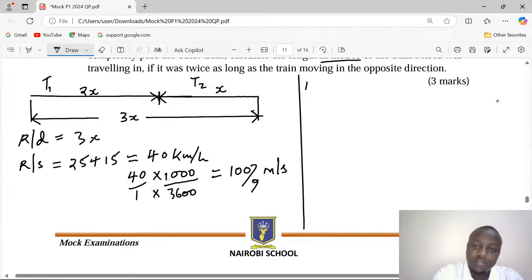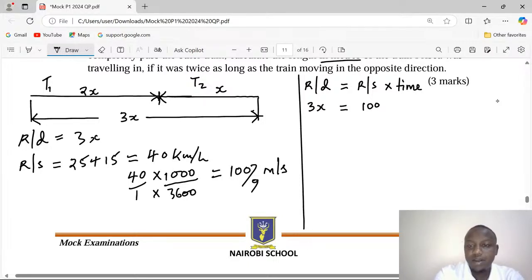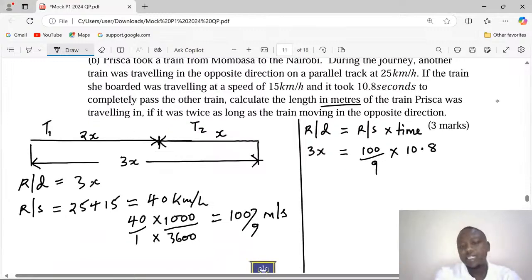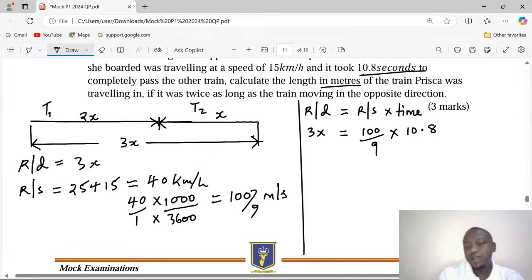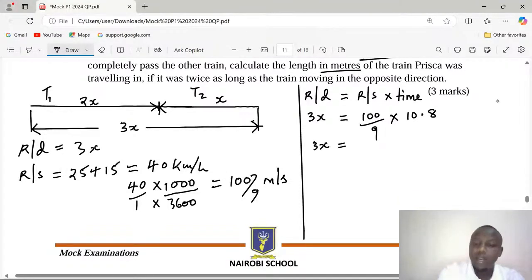We know that relative distance is usually given by relative speed times time. The relative distance is not known, but we know it is 3x. This will be given by 100 over 9 multiplied by time, 10.8 seconds. The time they take to completely pass one another, 10.8. So 3x equals 120, and this implies that the value of x is equivalent to 40.